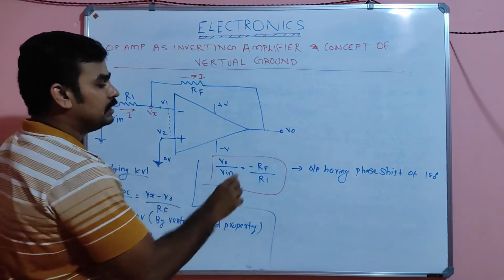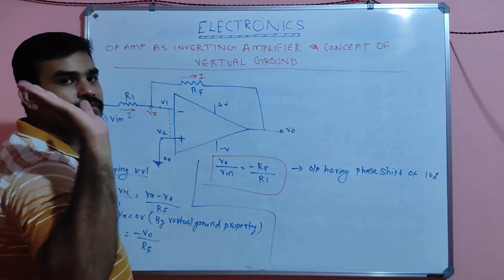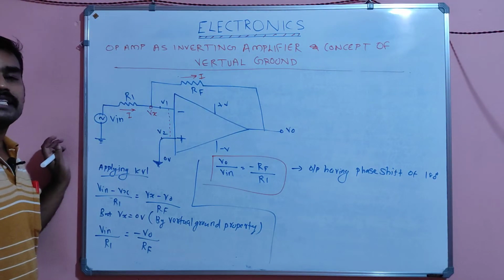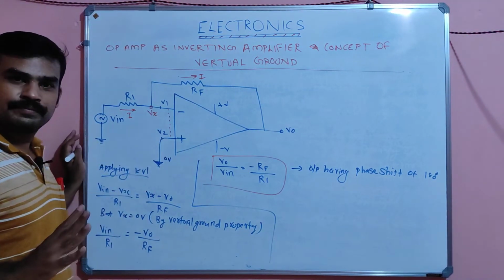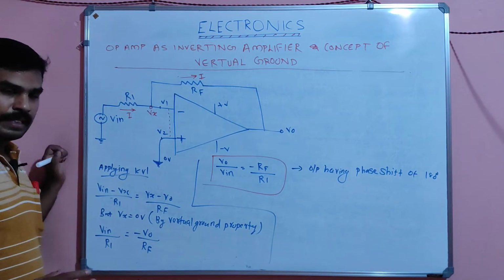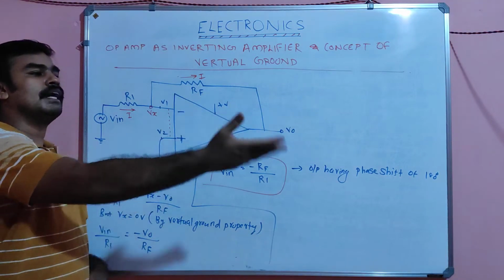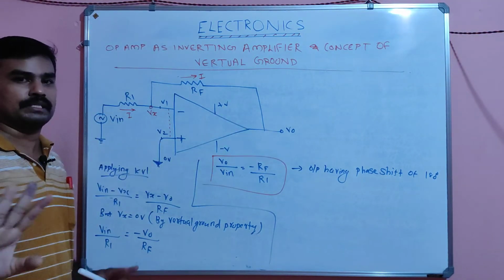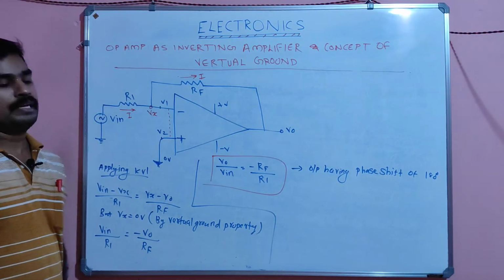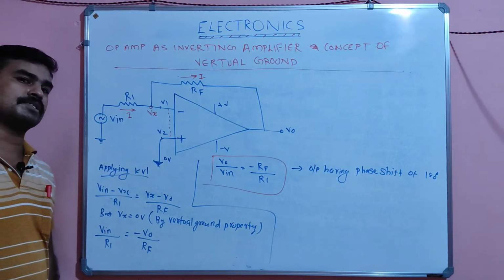First thing, the output will be out of phase with the input, that is 180 degree out of phase with the input. Second thing, you can observe the gain control from here. So an inverting amplifier is nothing but we are giving some input, and the output will be an inverted, amplified version, that's all. Simple. And you got the concept of virtual ground also.